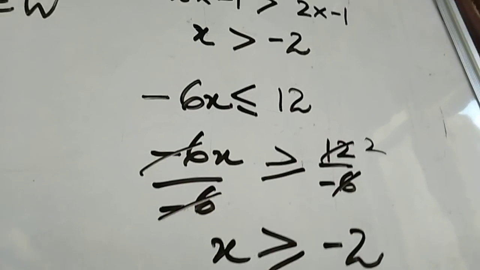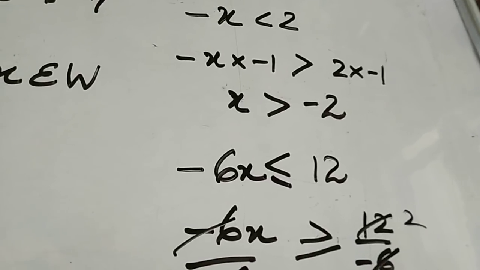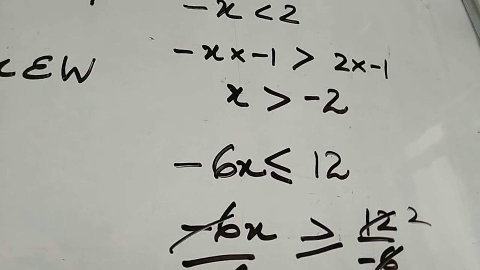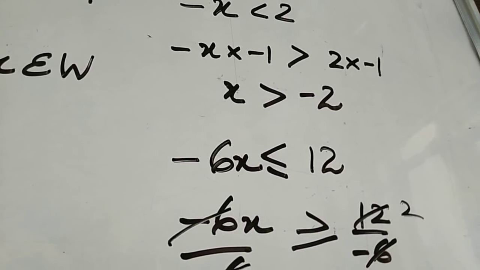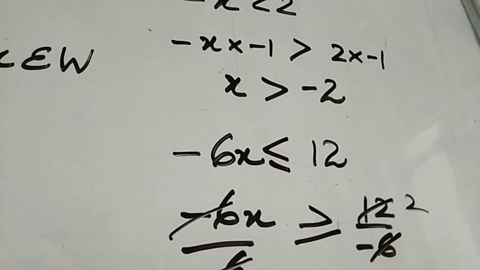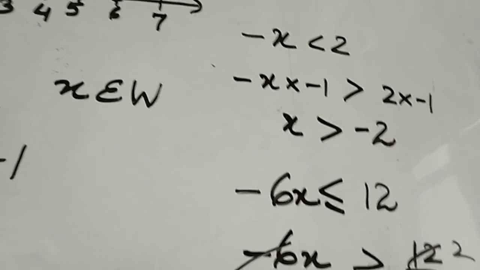Understood? So that is the only difference in how to solve a linear inequation. Again I'm saying this: on multiplying or dividing the inequality by a negative number, the sign of the inequality reverses. Reverses means less than becomes greater than and greater than becomes less than.